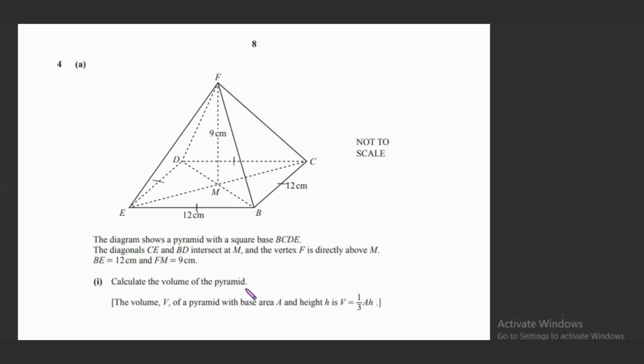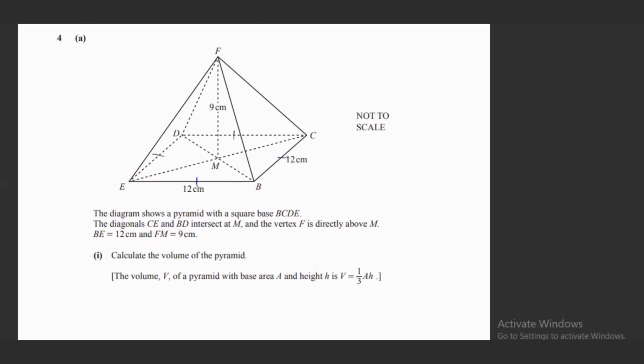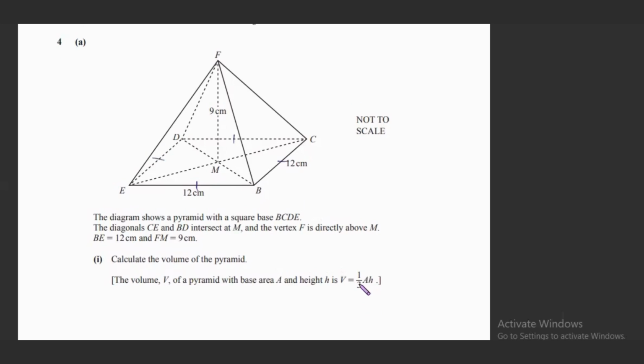Calculate the volume of the pyramid. The formula to calculate the volume of the pyramid is given to us, which is 1/3 times A times H. So this A is the base area and H is the vertical height. So it's the vertical height, so that is the height from F to M. So simply substitute the values here.